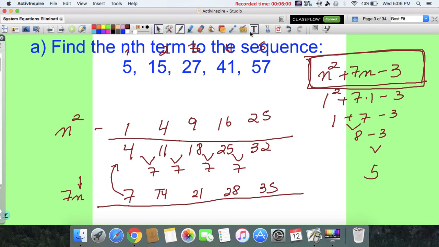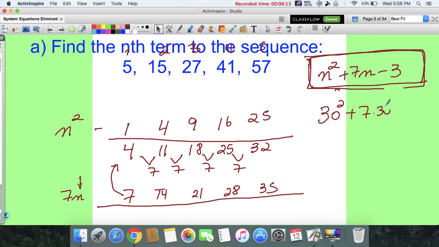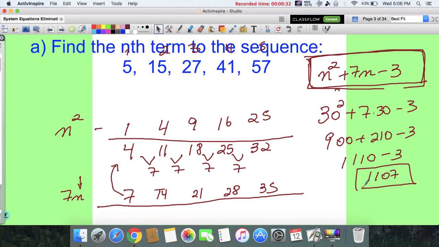So if I wanted to find, let's call it the 30th term of this sequence, right down the line, I would substitute n with 30, and I get 30 squared plus 7 times 30 minus 3. 30 squared is 900. 7 times 30 is 210. This would give me 1,110 minus 3, and I get 1,107. So the 30th term in this sequence would be 1,107. So if I went down the line and looked for the 30th term, I would get that.